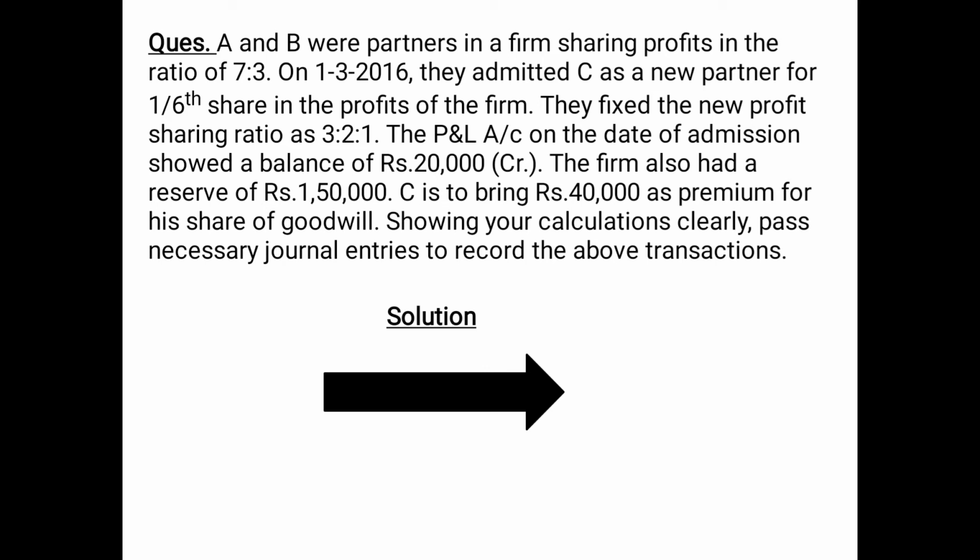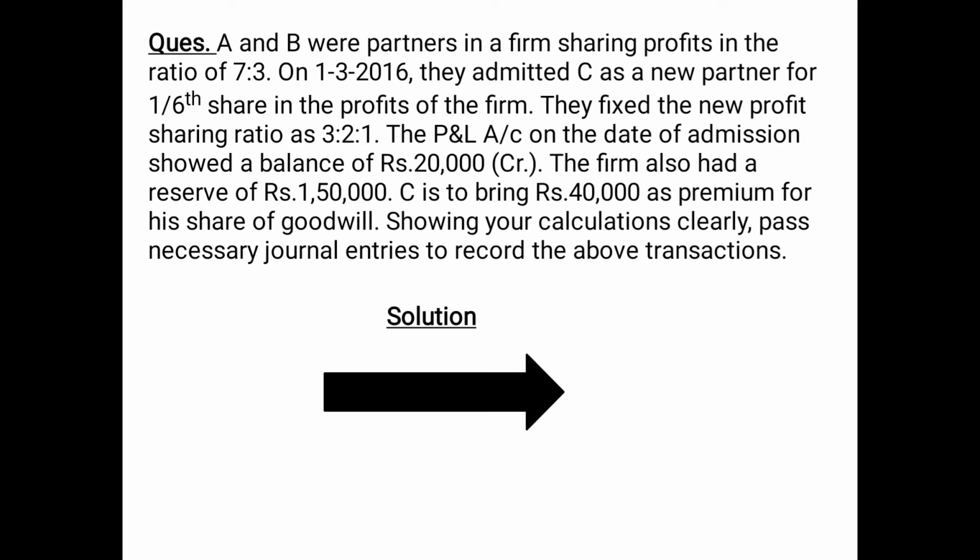So if a credit balance of profit and loss account is given to you, that means it is an undistributed profit which needs to be distributed among all the old partners in the old ratio. The entry for which will be PL account debited, because it is an undistributed profit, therefore it carries a credit balance, but while we distribute it, it will carry an opposite balance, to A's capital account, to B's capital account in the ratio of 7:3. That is the old ratio.